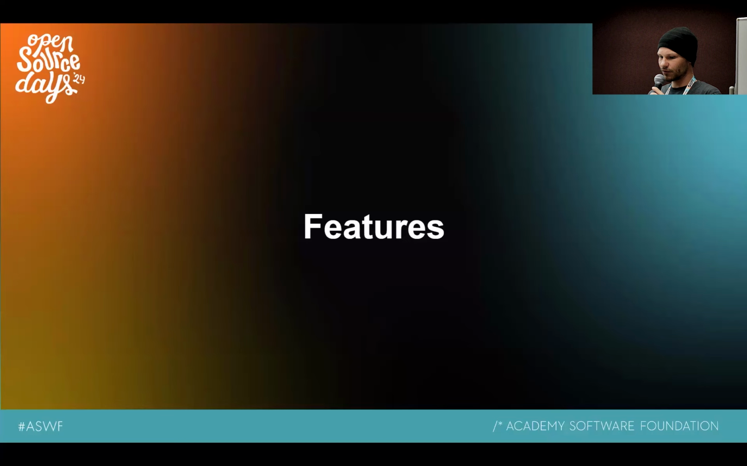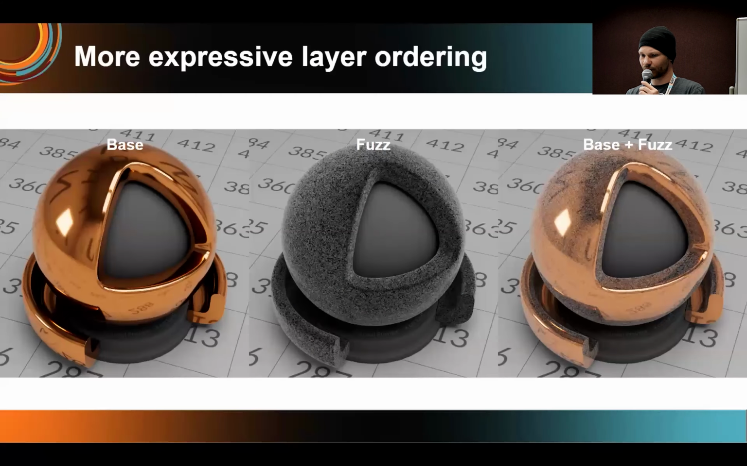I'll go very quickly over some of the features to showcase a little bit what has changed. So first one would be expressivity. With OpenPBR, we can describe things that we couldn't describe in the previous models. This example here shows how we change the layering, and that allows us to have, for example, dust on top of metal, which was not possible before in our models.